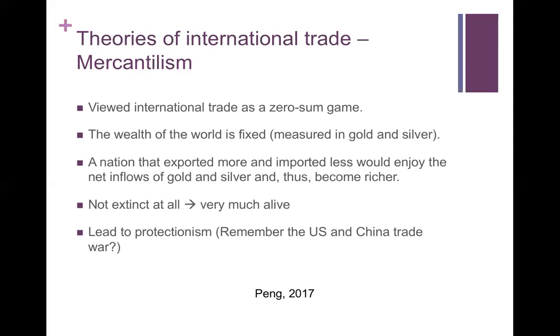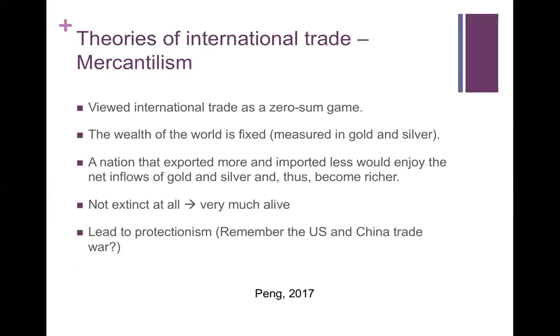Now there are 2 types of theories of international trade. We call them the classical theory and the modern theory. Mercantilism is part of the classical theory, where it views international trade as a zero-sum game. So it's more about competition in the market, basically. They also view the wealth of the world as fixed and measured in gold and silver.